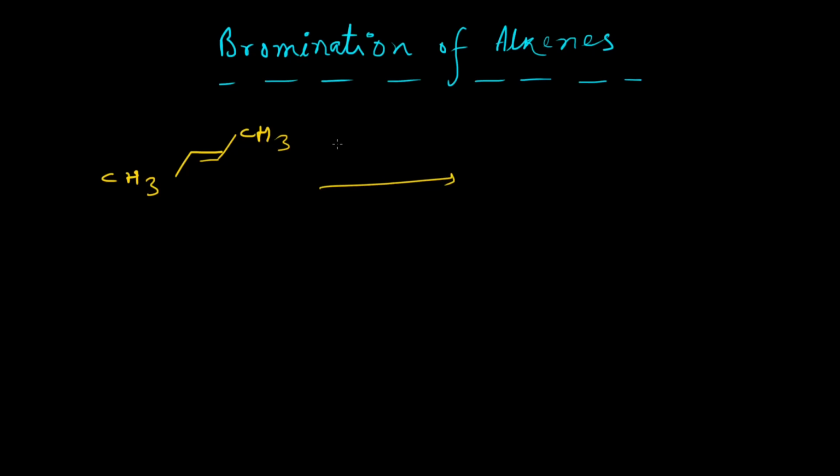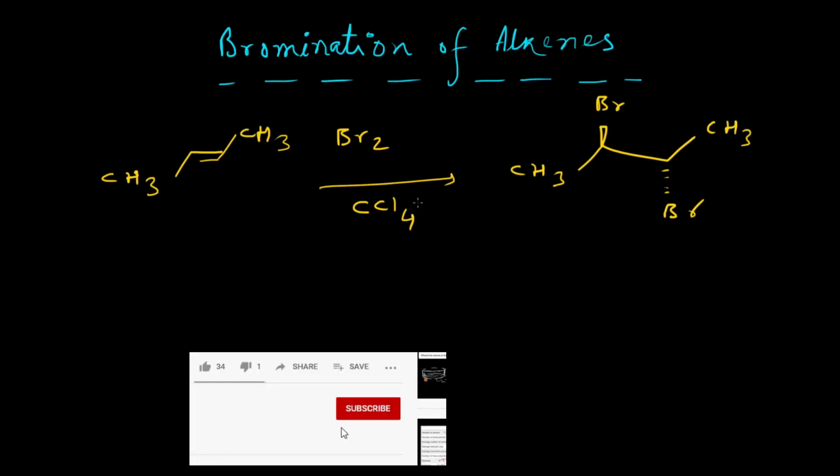and we subject this molecule to the reaction with bromine in, let's say, a solvent like carbon tetrachloride, then this product molecule will form after the reaction is completed.